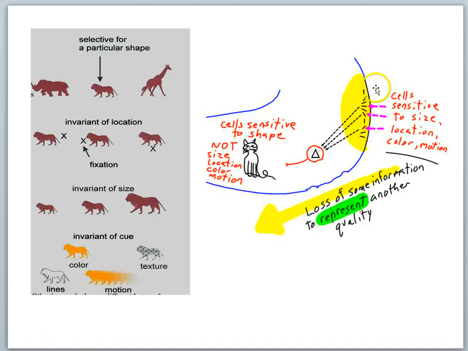Now that's in contrast to cells in V1, in the early stages of visual processing. Here the cells are sensitive to the size of the object or its location on the retina, because if the location on the retina changes, then a different population of cells will respond to that. And in addition, they respond differently to color and motion, etc. So what we see here is that these early cells are representing these qualities, but as we move down through temporal lobe, those qualities are lost so as to represent shape.